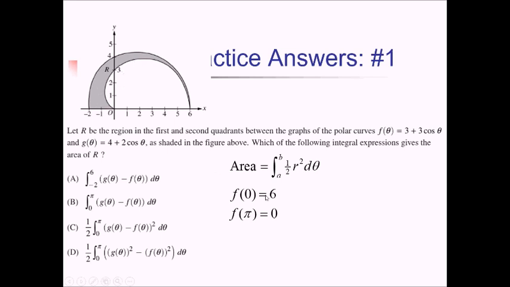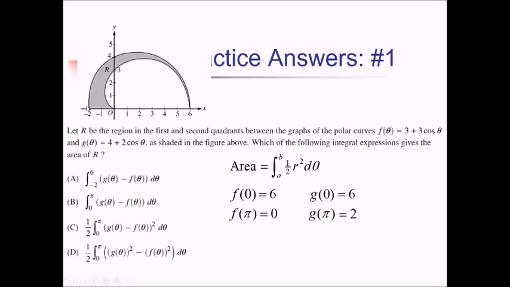Then just to verify, if I plug 0 into the g function, that's 4 plus 2 cosine of 0, which is 4 plus 2, which is 6. And if I plug pi into the g function, I get 4 minus 2, which is 2. So at pi radians, I have a radius of 2. If you ended up at -2 for the x value, you were going 2 in the pi direction right here. So that tells us g is the outer function.